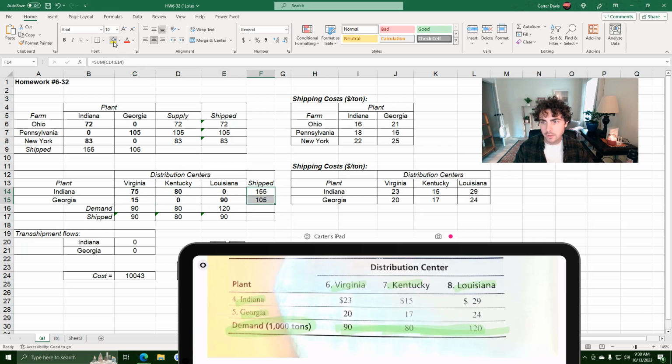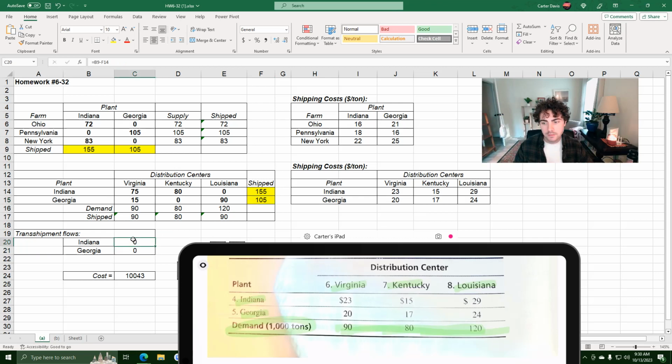It's important to note that however much is shipped from the plants is however much was shipped to the plants. Does that make sense? From the farms to the plants, Indiana got 155, Georgia got 105. So however much is shipped to those plants just becomes however much is shipped to the distribution centers from those plants, naturally. What other curveballs do we have here?